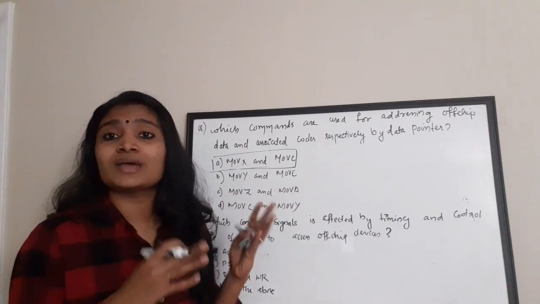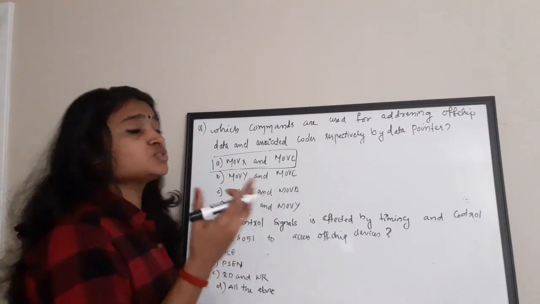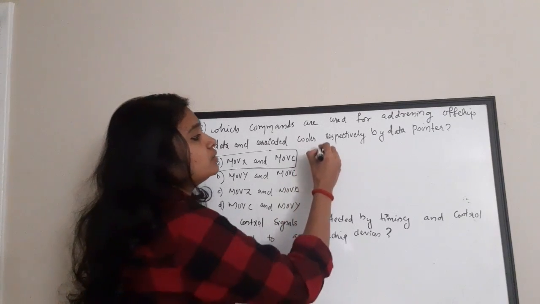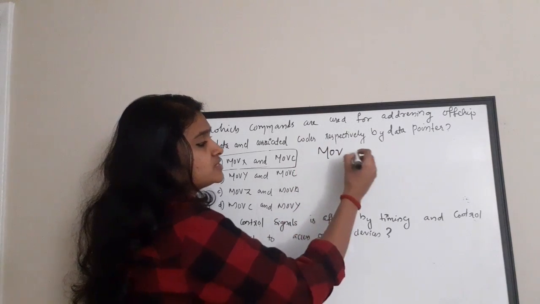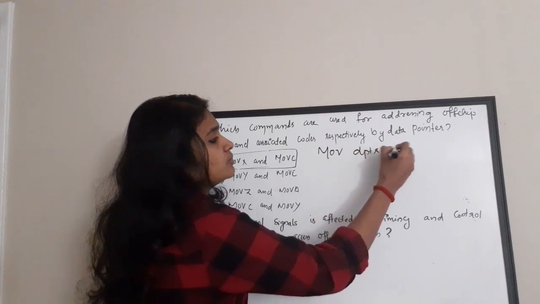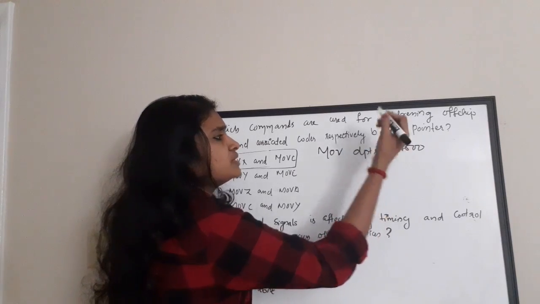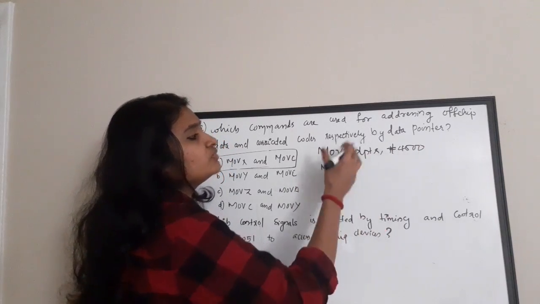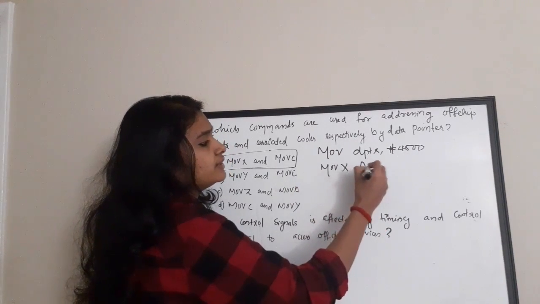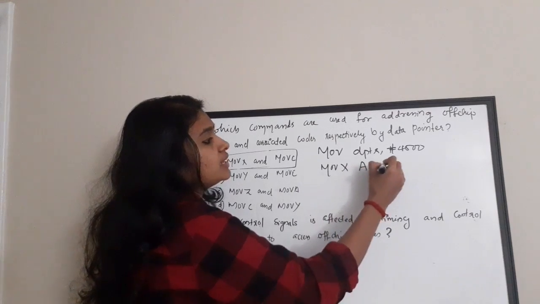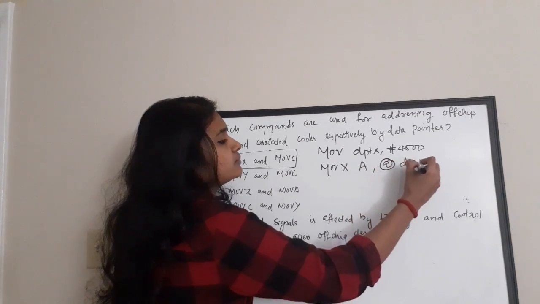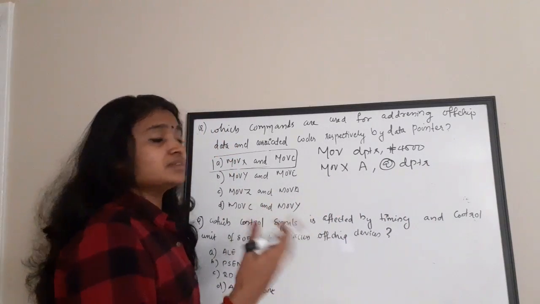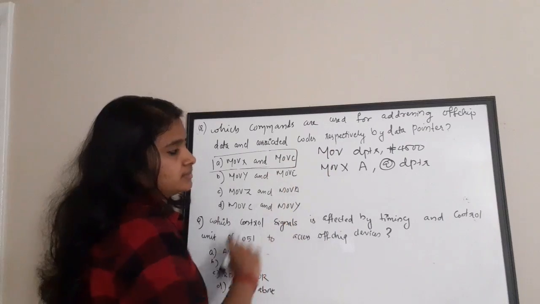So how to use MOVX and MOVC? MOVX is used for moving data. MOVC is used for moving code. MOVX can be used like this: first MOV DPTR, comma, hash 4500, some address location, and then you can use MOVX to move this value to the register A, that is MOVX A, comma, @DPTR. This is how you use a MOVX command. It can be used in various other ways also, but in general you can use it like this.